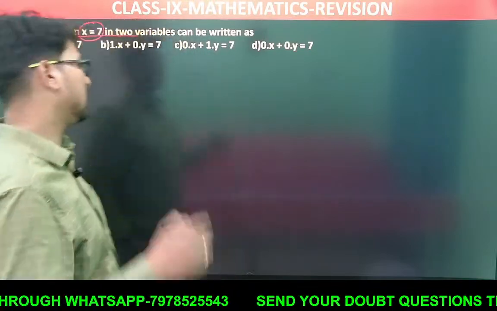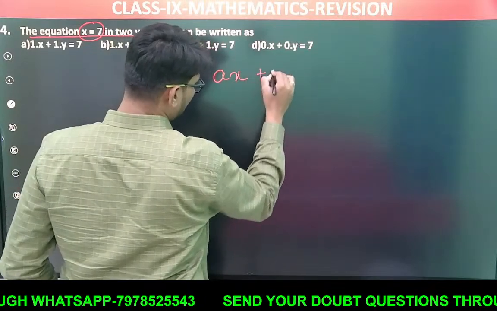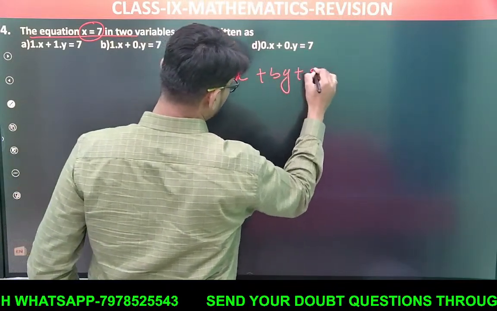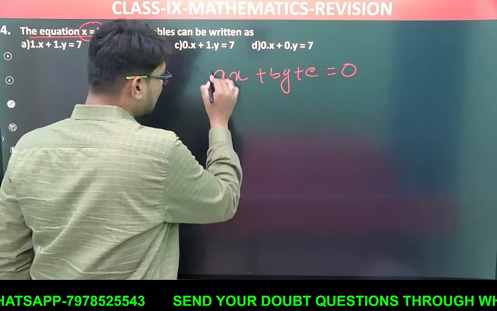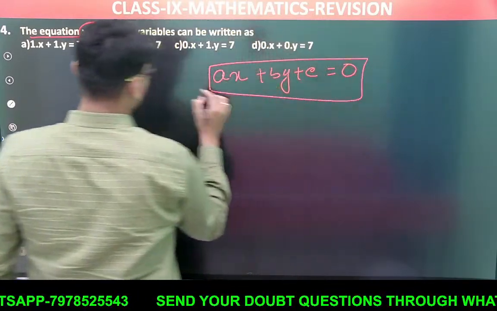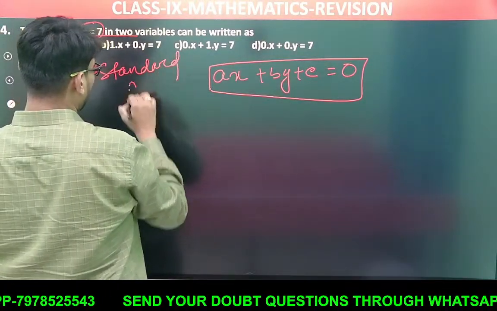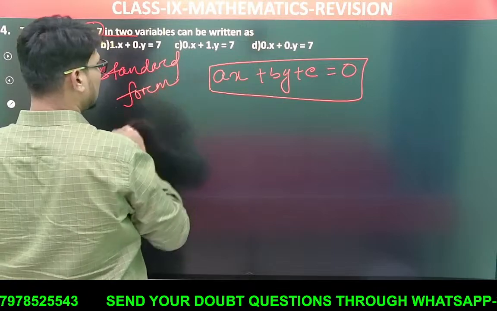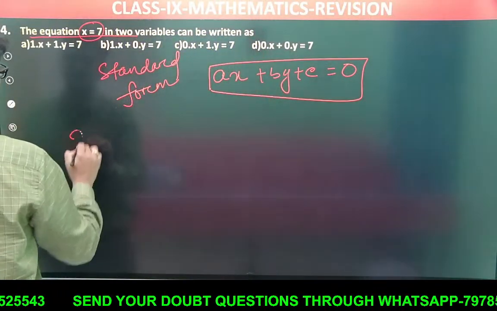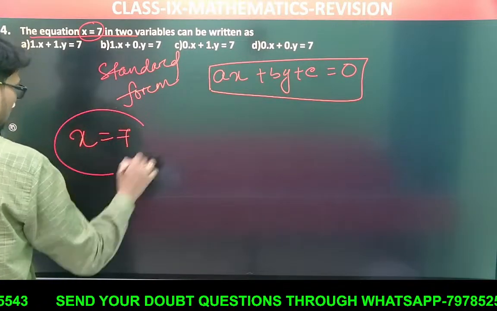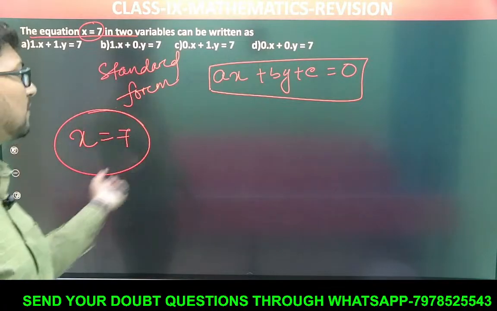Now see, we know the standard form of a linear equation is ax plus by plus c equals 0. This is the standard form of a linear equation in two variables. As per our question, x is equal to 7. This is not a linear equation in two variables; it is a linear equation in one variable. But we have to write it in this form.